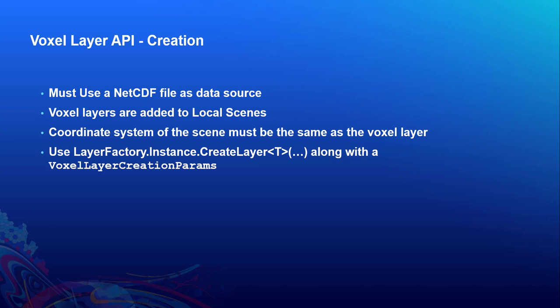Voxel layers get added to local scenes, and the local scene must have a coordinate system that matches the coordinate system of the voxel layer. Use the standard LayerFactory.Instance.CreateLayer call, the templated type, in conjunction with a VoxelLayerCreationParams.